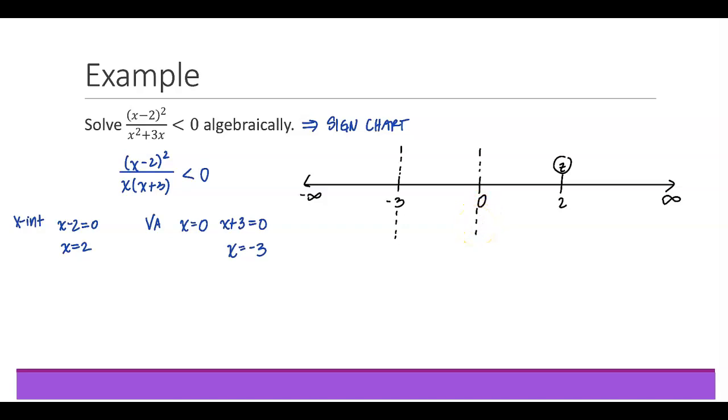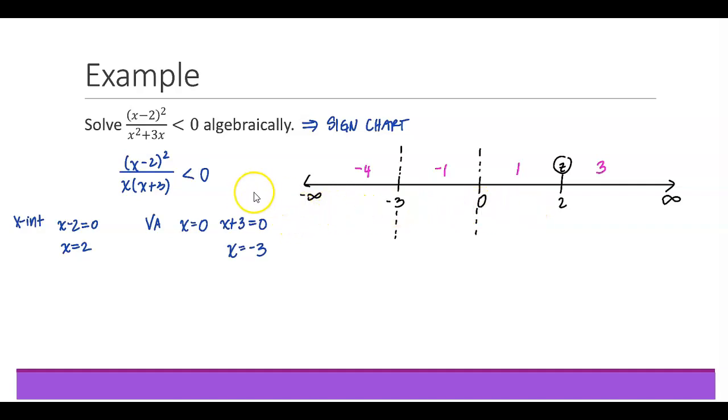Then we choose test points. Like we solved the other types of inequalities, quadratics and higher degree polynomials, now we pick some test point values. So between negative infinity and negative 3, I'll pick negative 4. Between negative 3 and 0, I'll pick negative 1. Between 0 and 2, I'll pick 1. And between 2 and infinity, I'll pick 3.